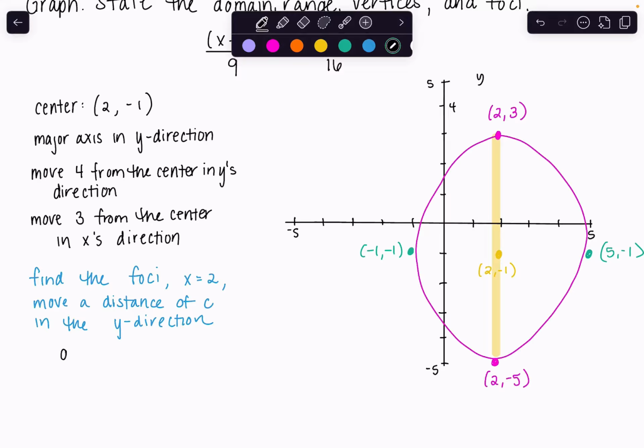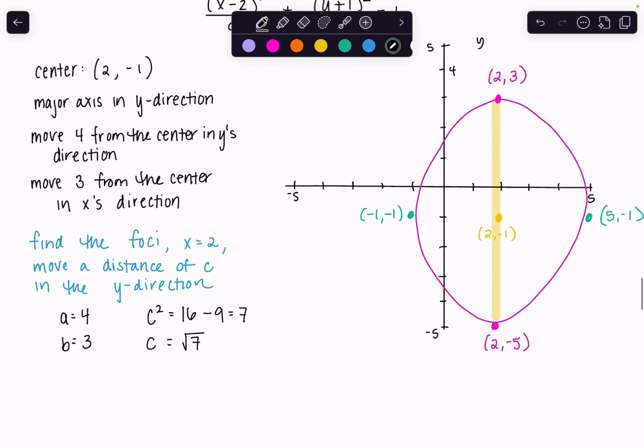In this case, our bigger value of a is 4, or a squared is 16. And then your value of b is 3. But really, again, you just need b squared. So c squared is the larger value in our denominator minus the smaller, giving us 7. But again, because I need the coordinates of the foci, I need the straight value of c, which is not a pretty number. It is √7.